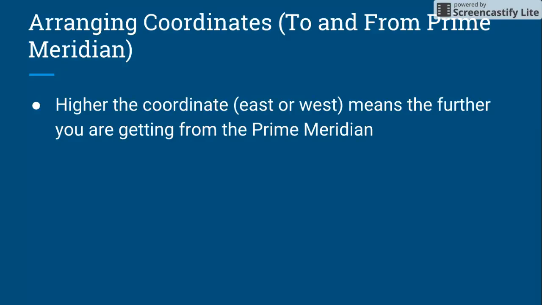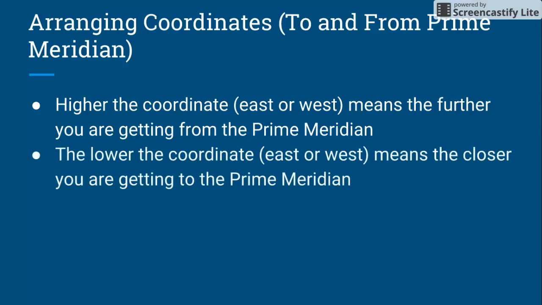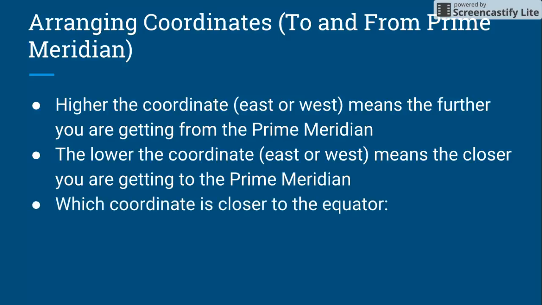The higher the coordinate means the further you're getting from the prime meridian. So as you go from 100 to 120 to 140 to 160, the higher you're going up, the further you are going either east or west away from the prime meridian. And the lower the number means you're getting closer to the prime meridian. Remember, the prime meridian is at 0 degrees longitude. So the lower the number, that means that you're getting closer to 0, which means you're getting closer to the prime meridian.